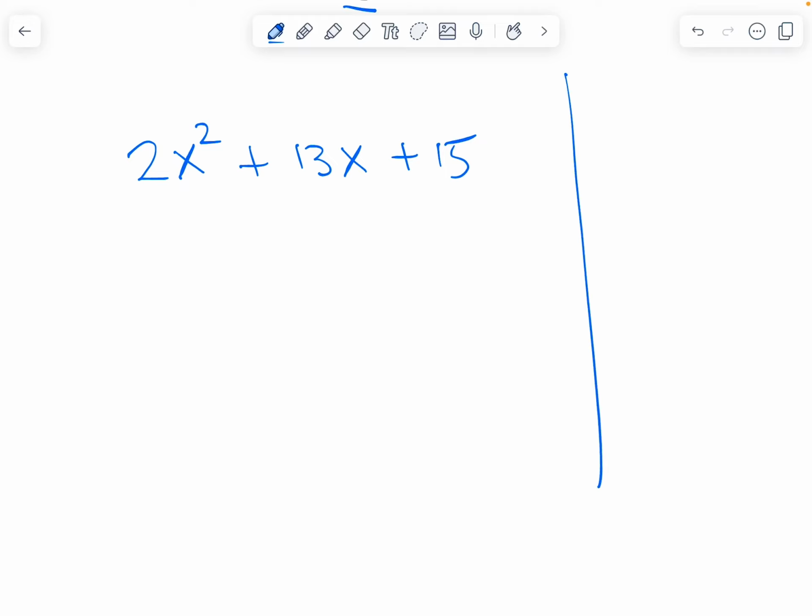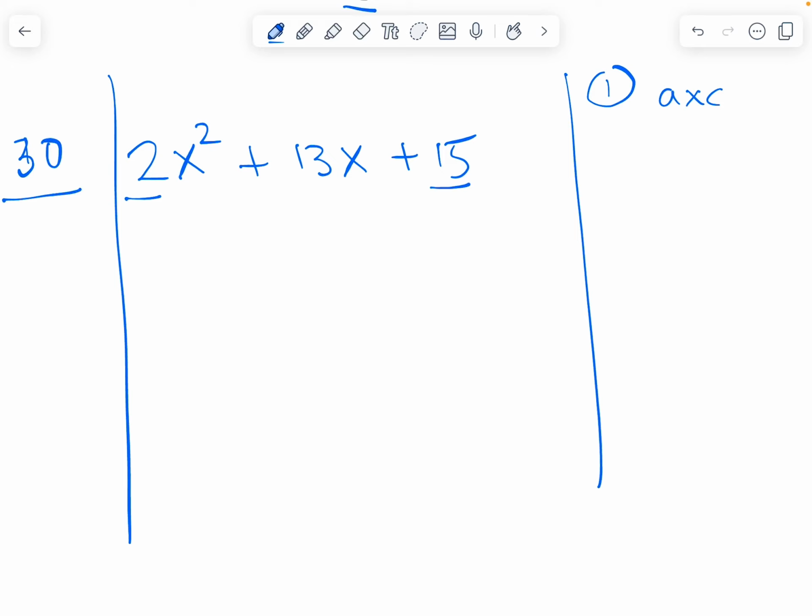This next type of question is factoring, but it's a bit more involved because it involves the AC method. So we got 2x squared plus 13x plus 15. So the very first step on this one, step number 1, is we're going to multiply a times c, the first and the last number together. So 2 times 15 is 30, and let's push this over on the side.